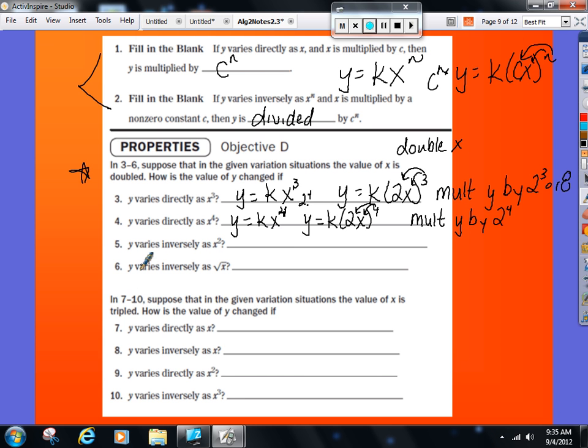Okay, now this time I have y varies inversely as x squared. So I have y equals k over x squared. If I double x, y has to get smaller. Let's look at y. Y equals k over 2x squared. Because these are not the same, I actually have a 2 squared down below. So I divided the right-hand side by 2 squared. So this time y will be divided by 2 squared, or 4.